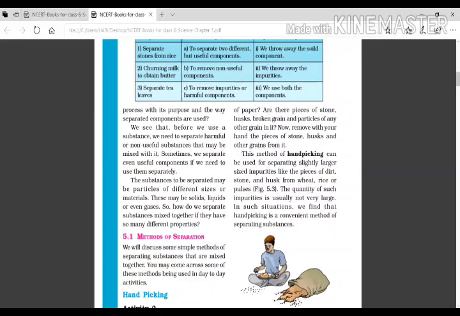First, we will discuss the solid substances. You know what solid substances are, and which are the various methods of separation of solid mixtures. First one, hand picking. Here I can take the example of separating the stones or other waste things from the pulses and grains. See, here it is given.